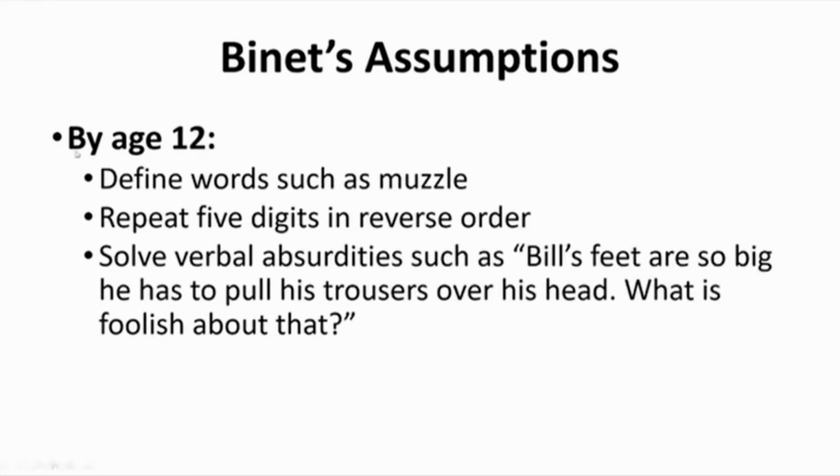And the last one we'll look at is by age 12, they should be able to define more complicated words, and the example they used was muzzle. I don't know if 12-year-olds today could do that, but we'll see. Repeat 5 digits in reverse order, so scaling up difficulty by including extra items. And solving verbal absurdities, such as, Bill's feet are so big he has to pull his trousers over his head. What is foolish about that? So there has to be some logic involved and some understanding of what's going on.